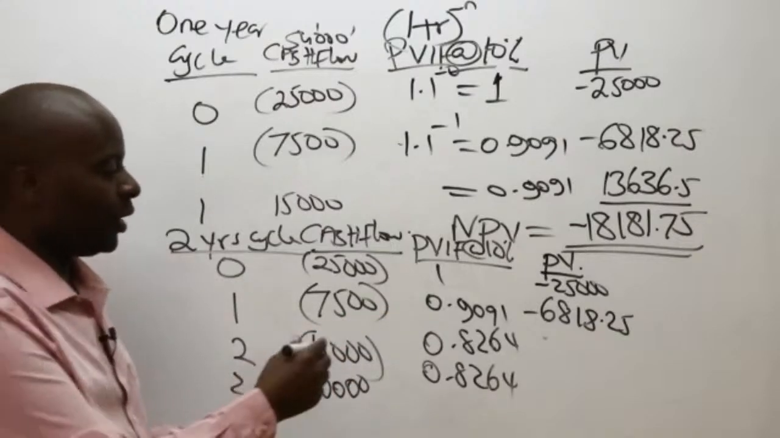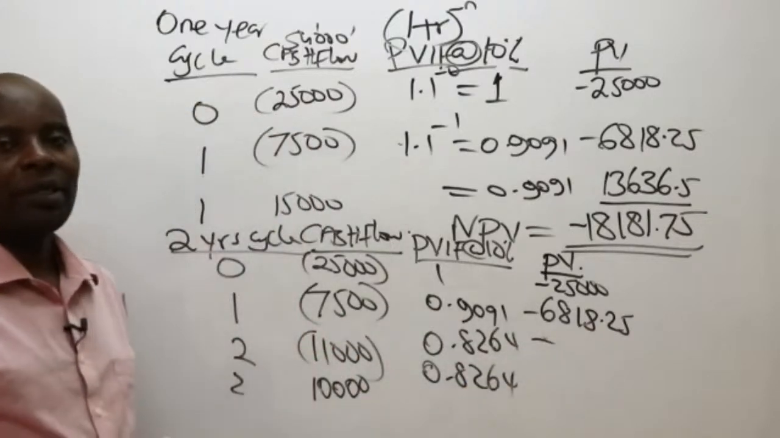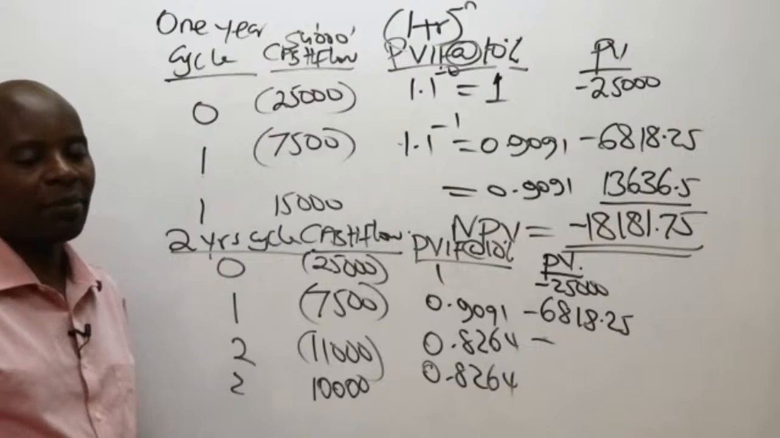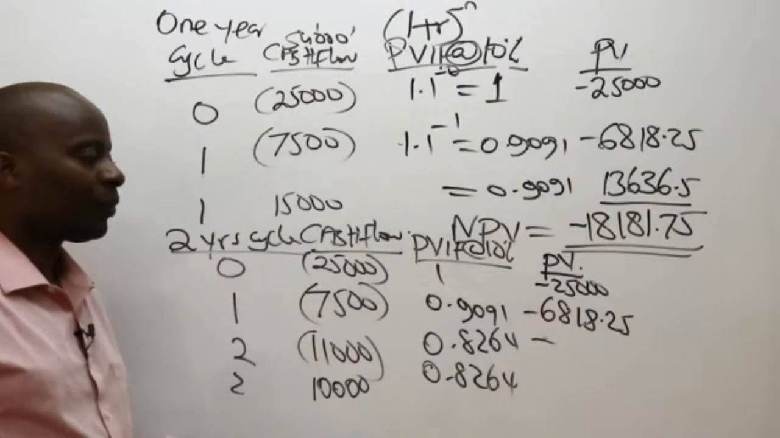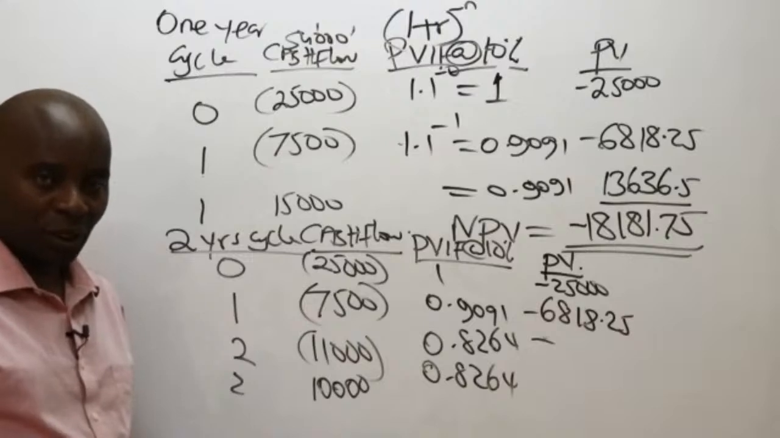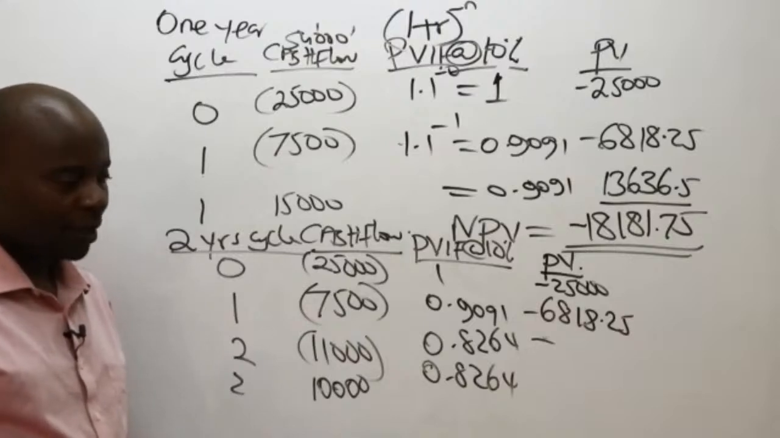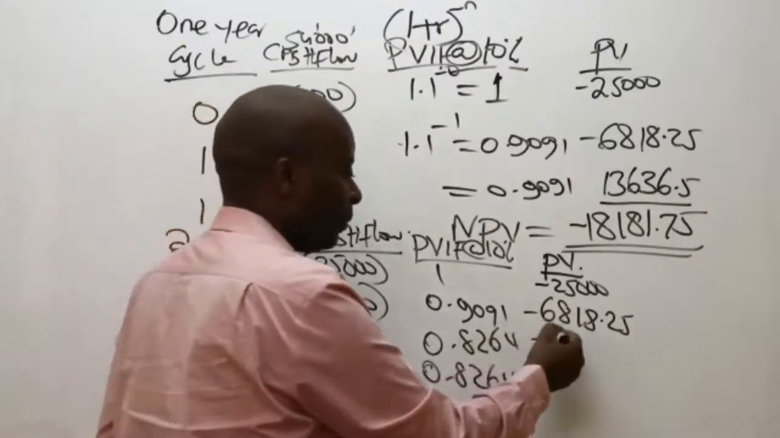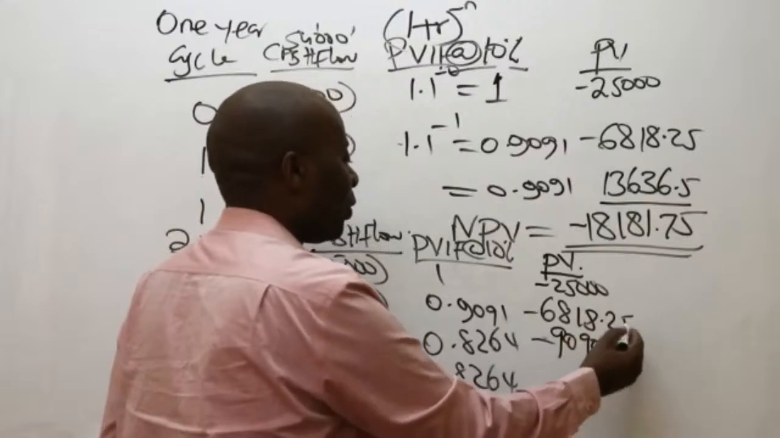Go to the second, this 11,000 times that. Please give us a figure. This will be negative something. What do we have there, somebody? So minus 11,000 times this figure. What are we able to see, ladies and gentlemen? Negative 90.4. Thank you very much.